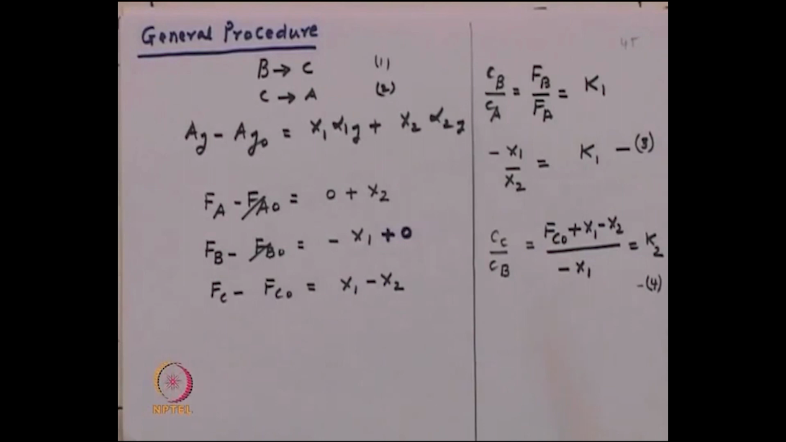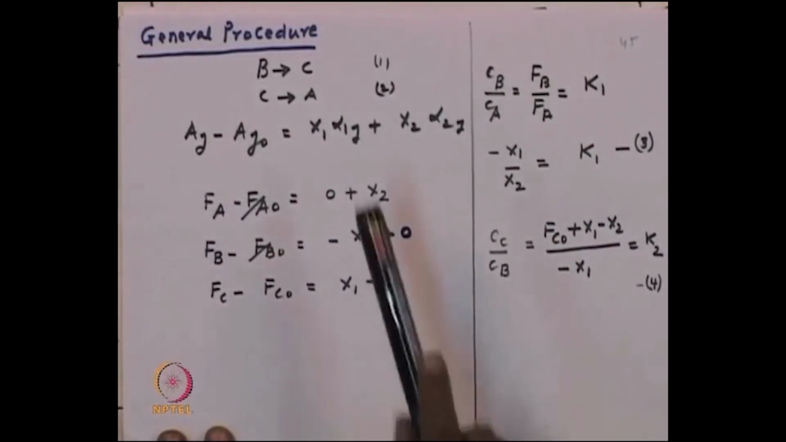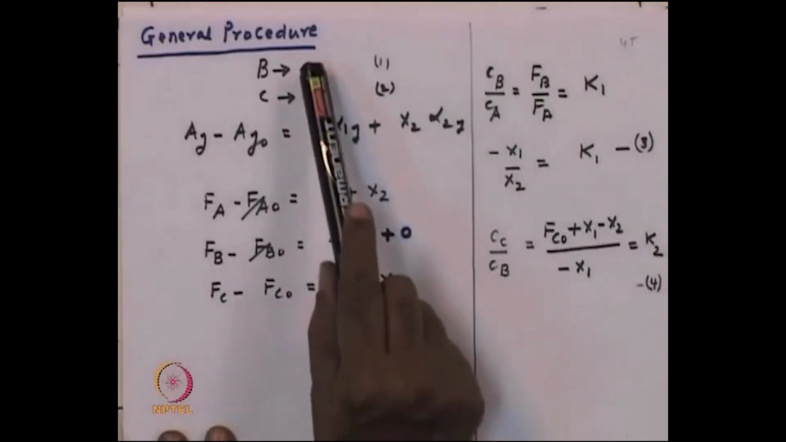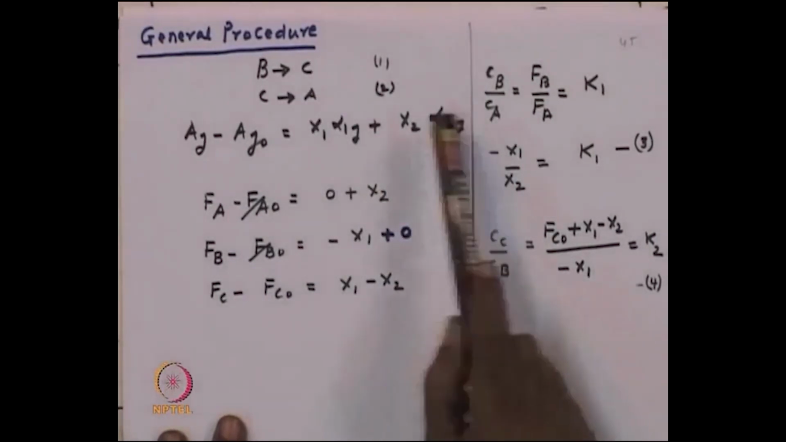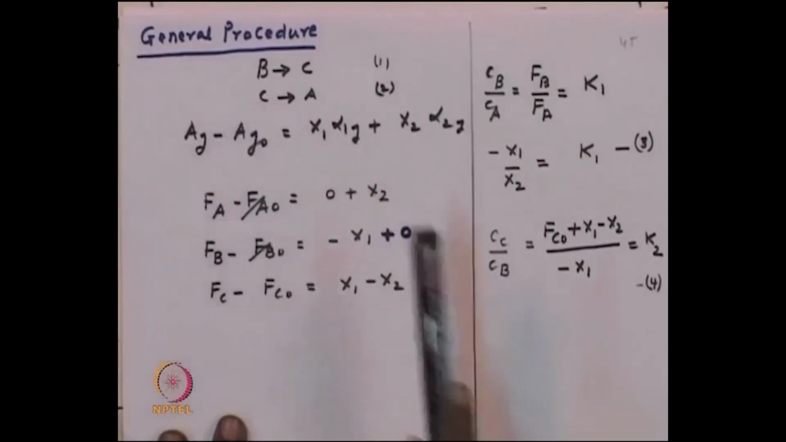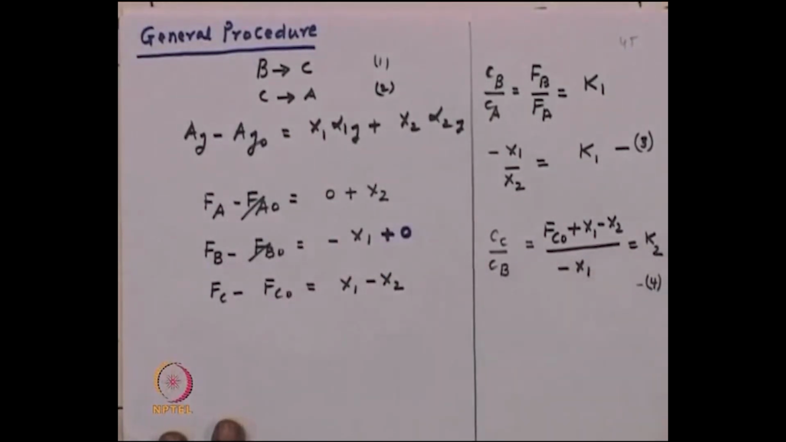Now, go to the next one, F C. F C minus F C 0 equal to x 1 alpha 1 j, C is plus 1 x 1, and then x 2 alpha 2 j, C is minus 1. So, it becomes x 1 minus x 2.